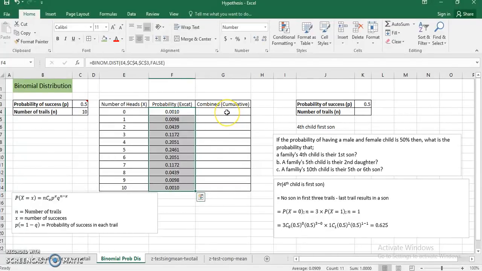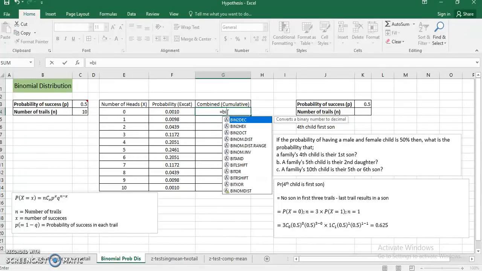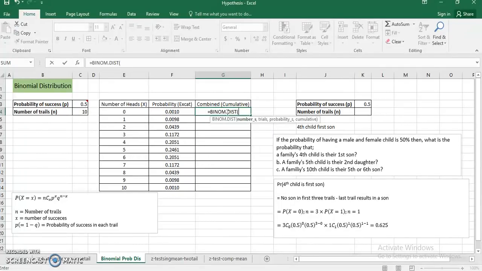Now I'm going to talk about the cumulative or combined binomial probability distribution. So what is combined probability distribution? Rest of the things will remain the same. Instead of choosing false, I'll choose true or cumulative. So numbers, I'm interested in 0, and I'm interested in trials. So there are 10 trials. Again, I'm going to use it throughout, so I press the F4 key to freeze it.